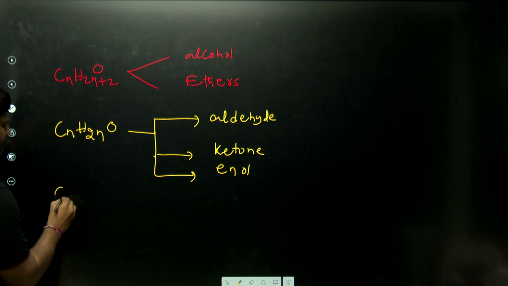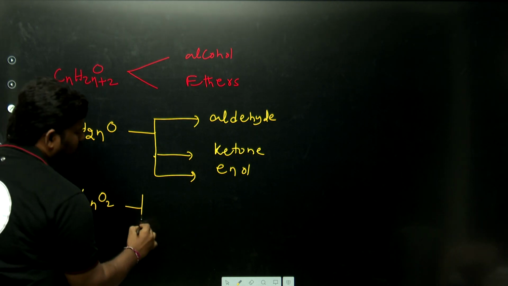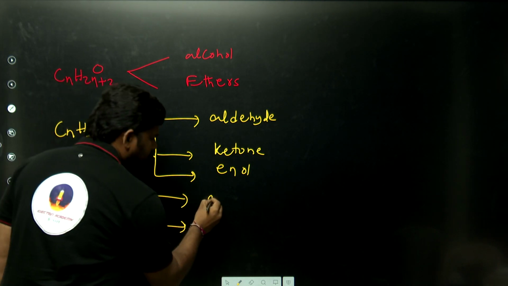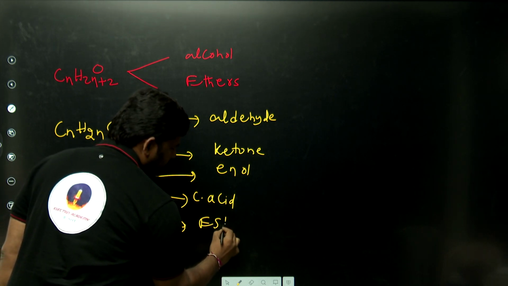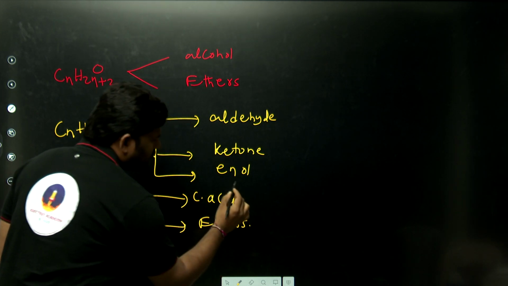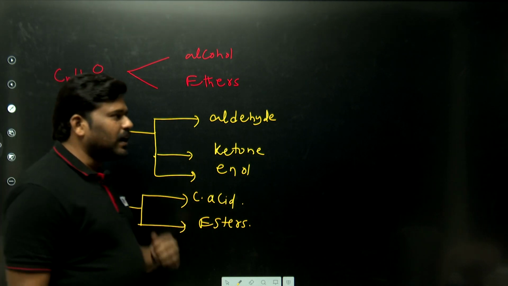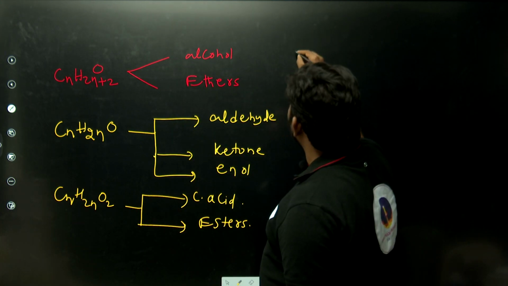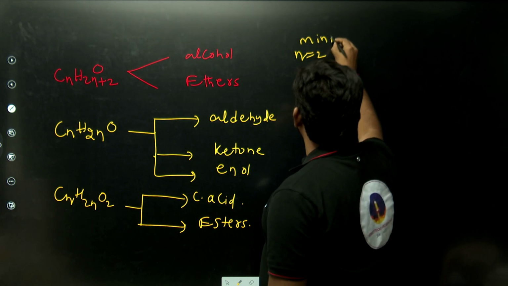Next, CnH2nO2. We can make 2 things using this: carboxylic acids and esters. Both have the similar formula. And one more thing here, very important: a minimum of 2 carbons is required. Minimum, how many carbons are required?